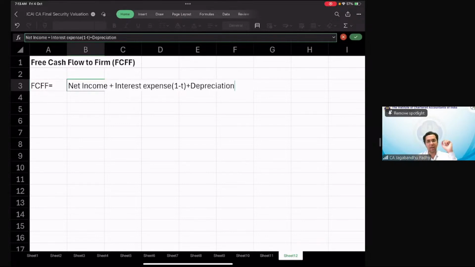Now, in addition to this, there are two more items which will be adjusted when we are looking for free cash flow. For free cash flow for the firm, two more items need to be considered. One is it will be either addition or subtraction of capital expenditure.